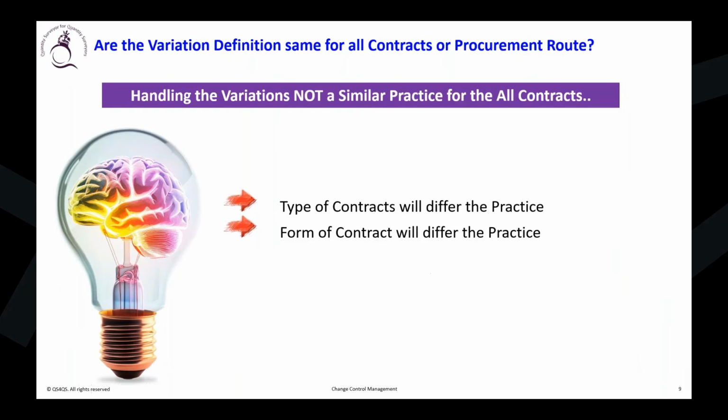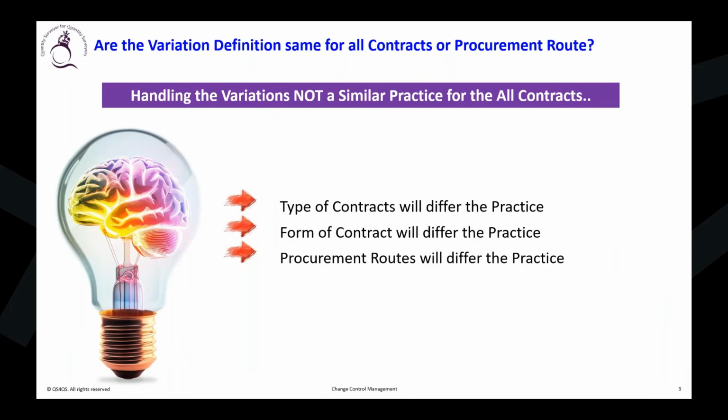Another thing is, as I told you, form of contract. JCT has its own protocol, NEC has its own protocol, FIDIC has its own protocol, even your bespoke contract has its own protocol. Once you sign the contract, you are bound to follow the protocol you have agreed. But can we follow a wrong protocol? Or can we go beyond the contract?